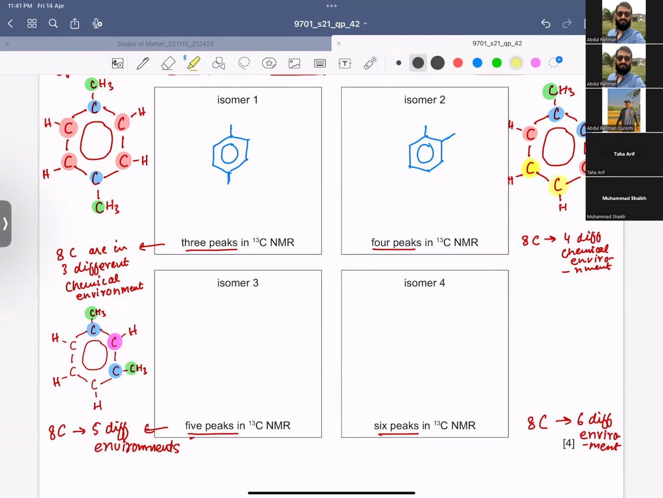Then this carbon, having both sides CH and CH, has a completely different chemical environment, so a completely different signal. And then these two, as they have one side CH and the other side CCH3, both have a similar chemical environment, but obviously different from the others. So see how many signals I am getting now? 5 signals. So this would be my third isomer. Is this clear to everyone?